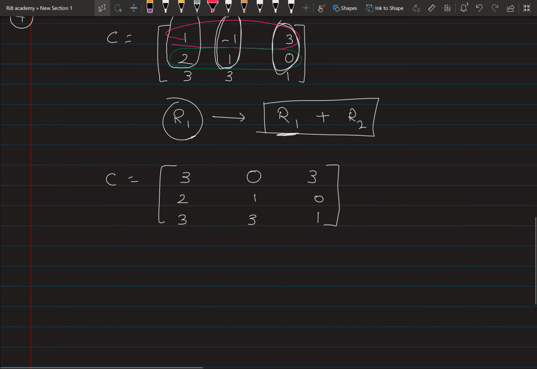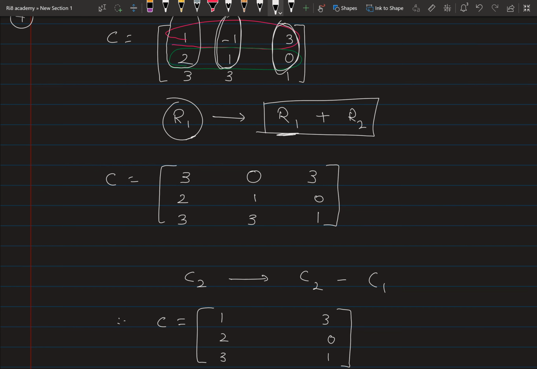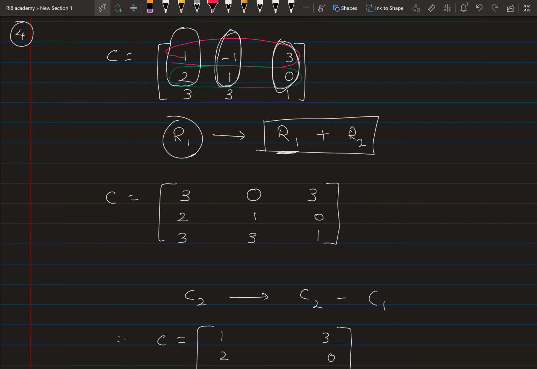Okay, now suppose I have one more operation. C2 gives C2 minus C1. Let's go for C1. So how do we do it? We are changing C2, right? So we are copying C1 and C3. Okay, now we again go to this original matrix.